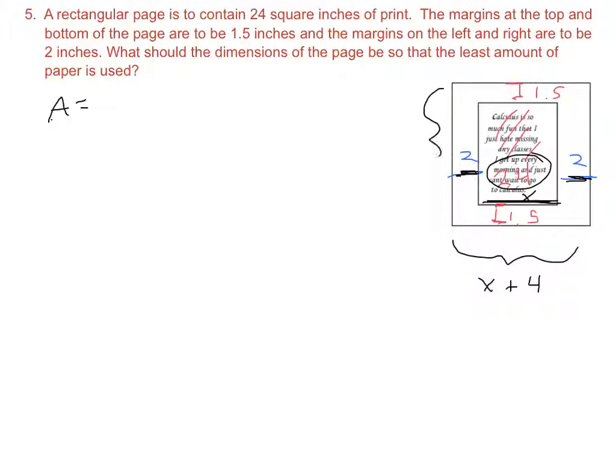Likewise, on the outside, I'm going to call this vertical piece here y, and so this would be y plus 3, since we have a margin top and bottom of 1.5 each. So the area of this entire rectangle is x plus 4 times y plus 3. I want to replace one of these particular variables so that we only have one variable that we're working with.